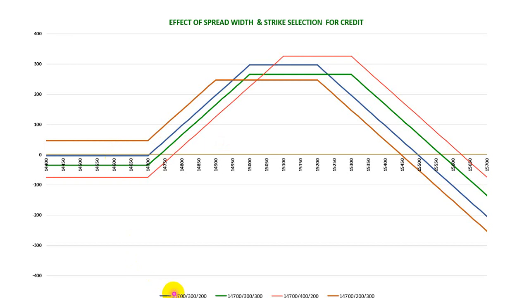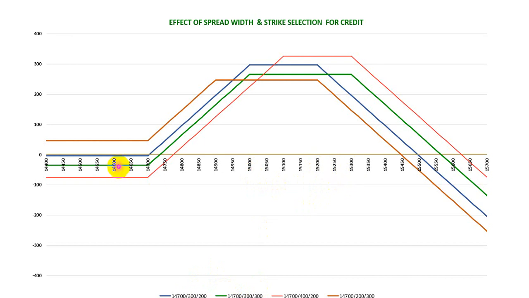I have given legends here, I don't know whether it is visible. 14,700: from there 300 points I am taking a spread. From there 200 points away I am selling another call option. 14,700 plus 300, 15,000 is my spread. From there another 200 points, 15,200 I am selling the call option. Now with the same 14,700 and same 300, instead of selling 15,200 I can sell another 100 points away. That is also a good option.